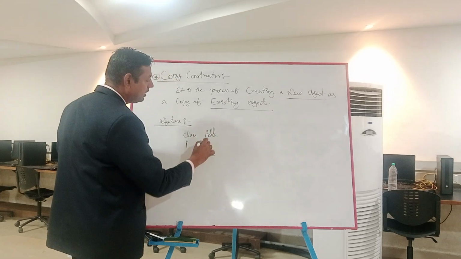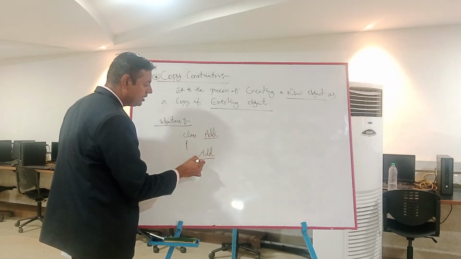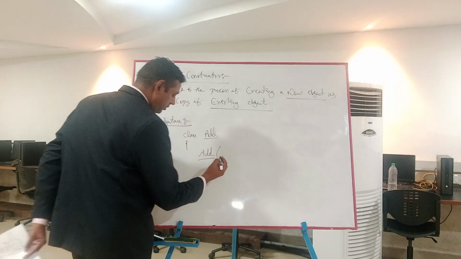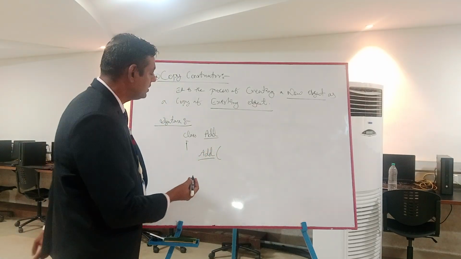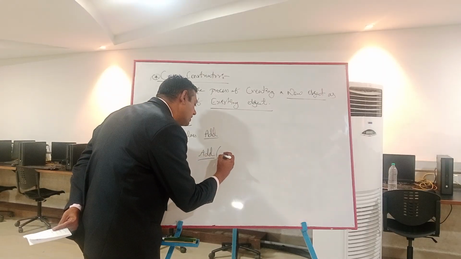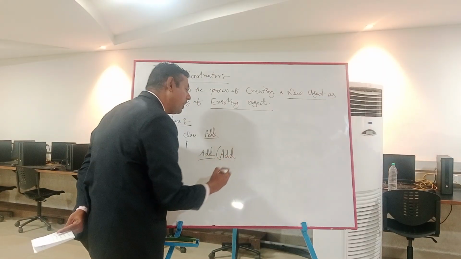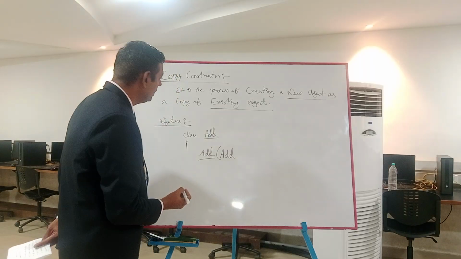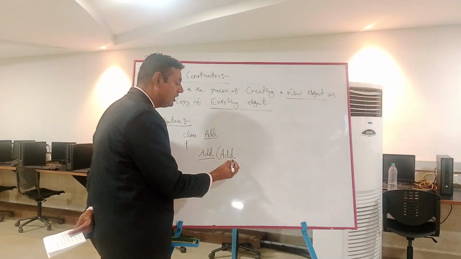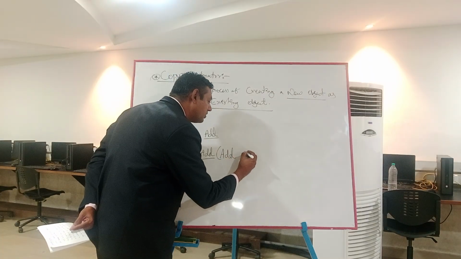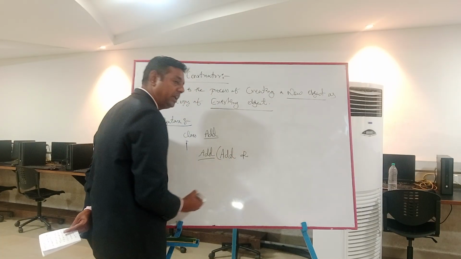So how to write a constructor? The constructor name should be the same as the class name. While writing the copy constructor, we have to use the class name again. So I have to create an object, a reference object. For creating a reference object, I am just going to use the class name, add, and the AND operator.